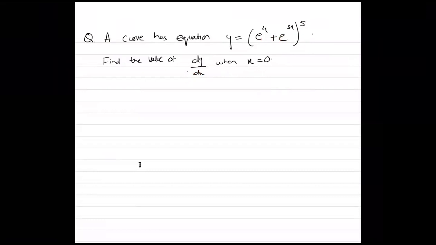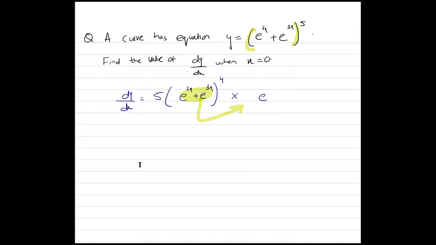So the whole thing is to the power of 5. First of all, you're going to bring the power down, reduce the power by 1, times the differentiation of these two terms here. So differentiation of e to the power of 2x is e to the power of 2x times 2, plus, don't forget the brackets, e to the power of 3x differentiation is going to be e to the power of 3x times 3.